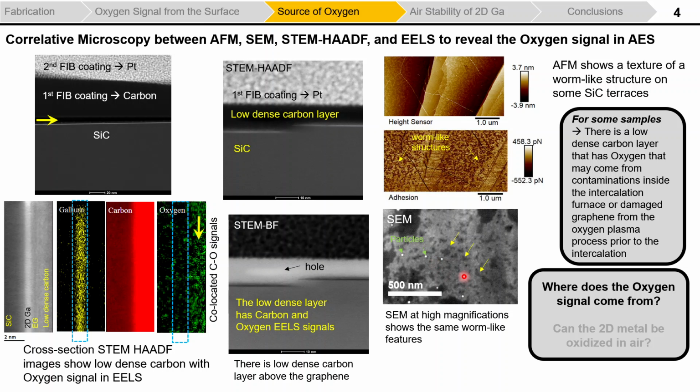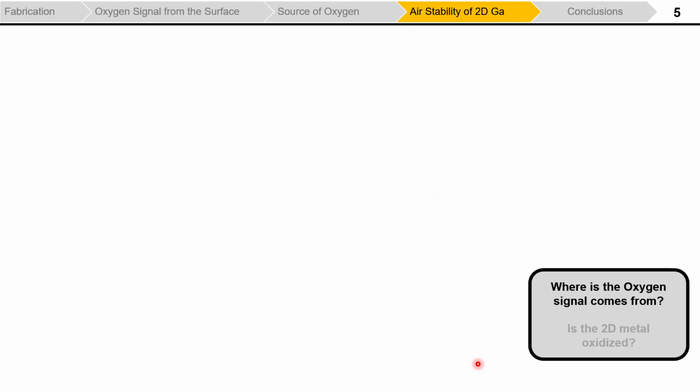So to summarize from these experiments, we understand that there is a low-density carbon layer that has oxygen and carbon, and it may come from contamination inside the intercalation furnace, or it may be damaged graphene from the oxygen plasma process prior to the intercalation. But our 2D gallium is pristine, without oxygen oxidation. So I will go now to the second question.